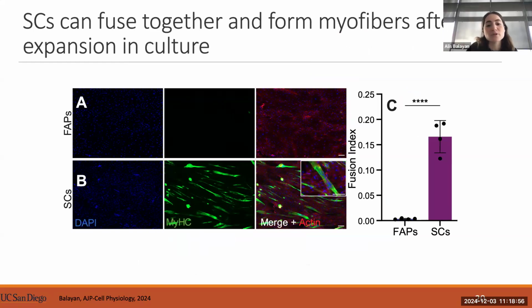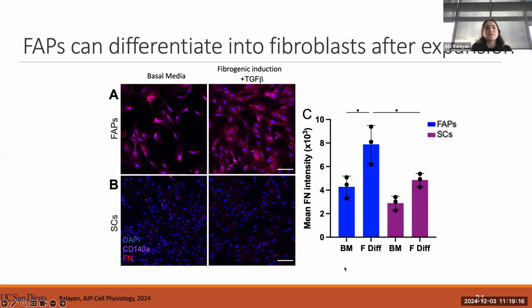I was able to demonstrate in culture that satellite cells can fuse together and form myofibers after expansion. Here you could see that satellite cells are able to form these multinucleated structures, or myofibers, that stain positive for myosin heavy chain. I was also able to demonstrate that fibroadipogenic progenitors can differentiate into fibroblasts after expansion. After stimulating the FAPs with TGF-beta1, I was able to see upregulation of fibronectin, which I used as a marker for fibroblast differentiation.